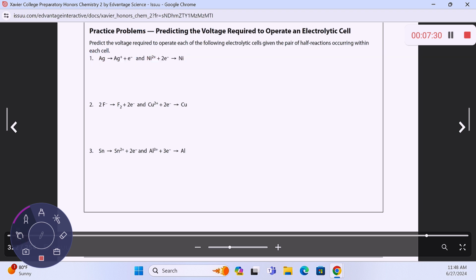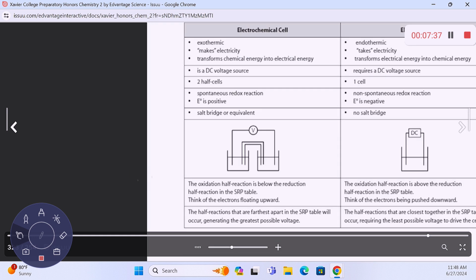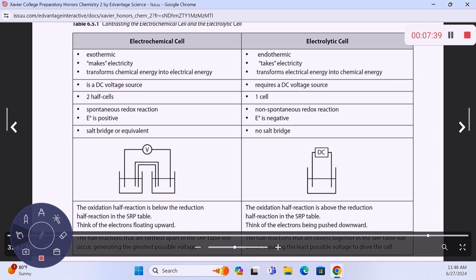Okay. All right. So then let's take a look at, this is a summary page. So this summarizes everything about electrochemical and electrolytic cells. It's actually really helpful. So the left-hand side is your electrochemical and the right is your electrolytic. The left side says we release heat in electrochemical cells. It makes us electricity. We've got two compartments. It uses the spontaneous redox reaction. The E that you calculate is positive. I use a salt bridge. And then they give you an example of what it would look like, okay?